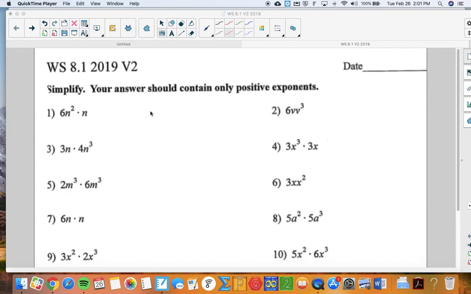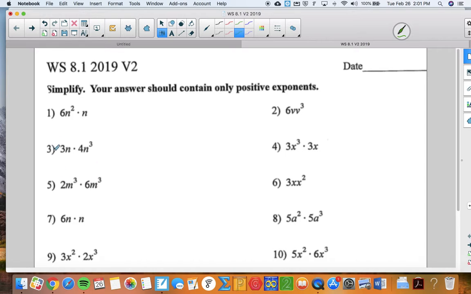Hey, this is worksheet 8.1. This is the edition from 2019, but it's the second time I made it because the first time I didn't like it. I believe you have the answers for the odds taped to the right side of your assignment, so I'm going to skip some of those, I think. Work more on the evens.